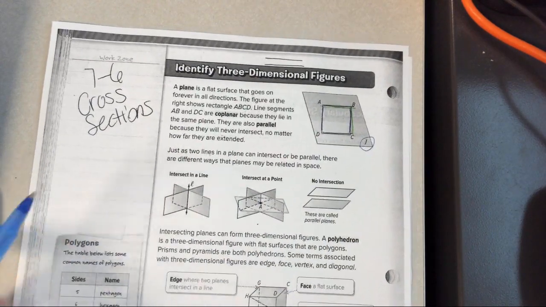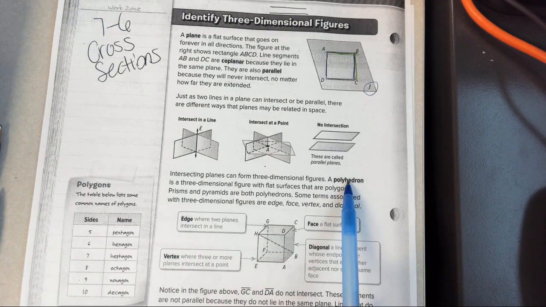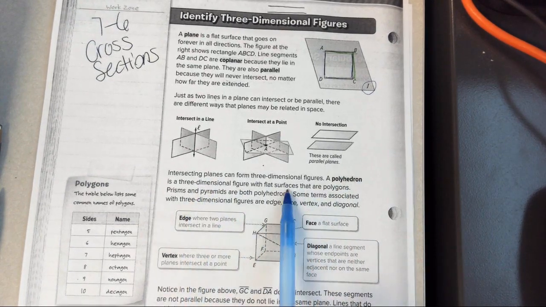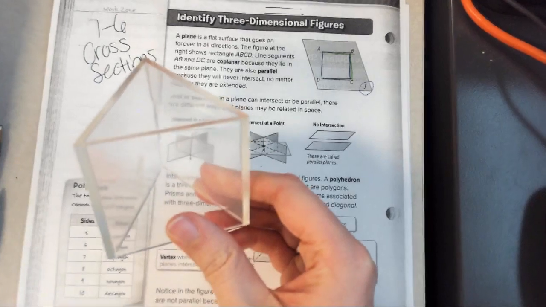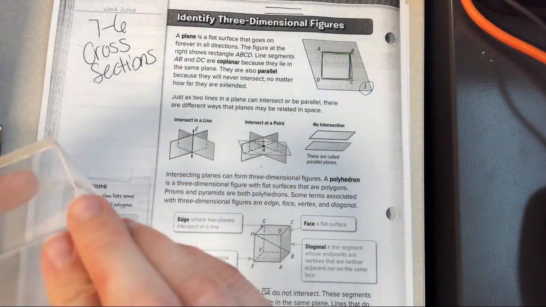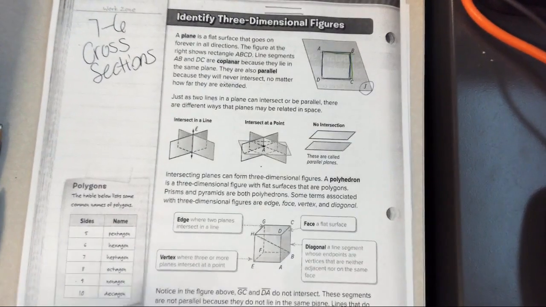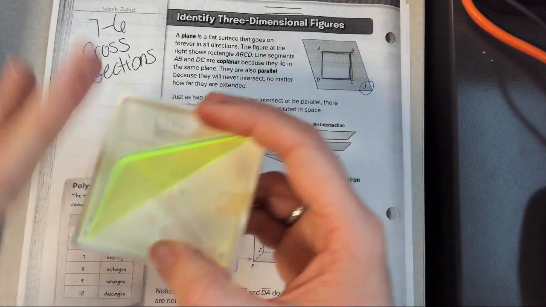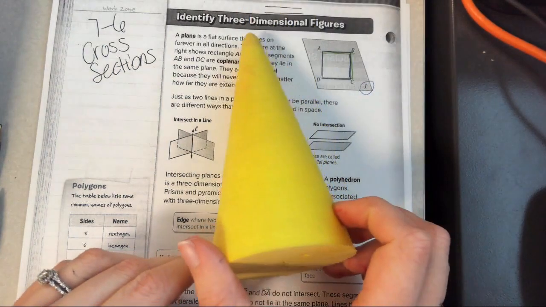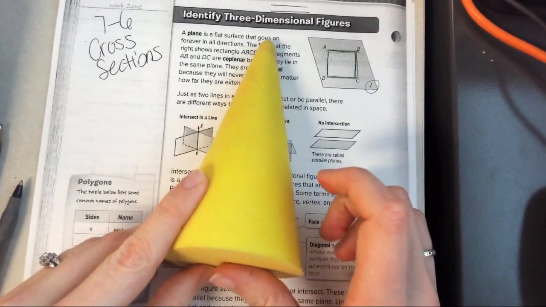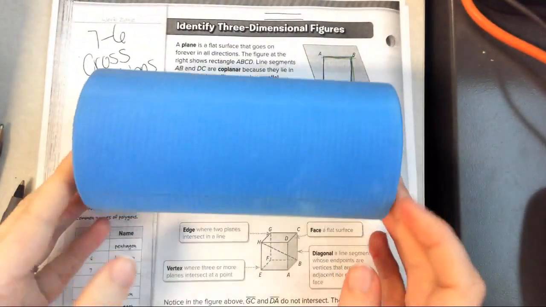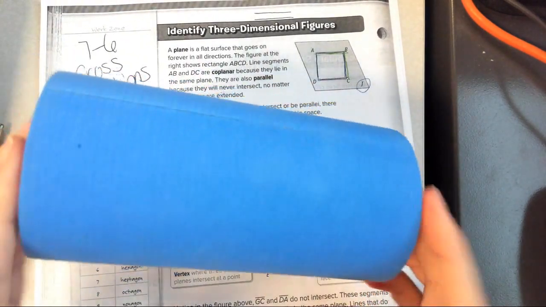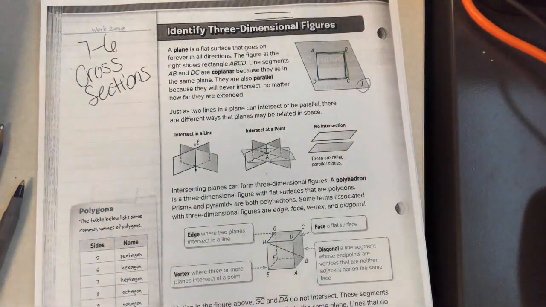either one. Next one is a polyhedron. A polyhedron is a three-dimensional figure with flat surfaces that are polygons. So this is a polyhedron. It's a three-dimensional figure, and all of the faces are flat, since a face is a flat surface, so all of the sides are flat. A cone is not a polyhedron because you have a flat surface, but then you also have a curved side here. A cylinder is not a polyhedron. Again, you have two flat surfaces, but also a curved surface, so that is not a polyhedron.